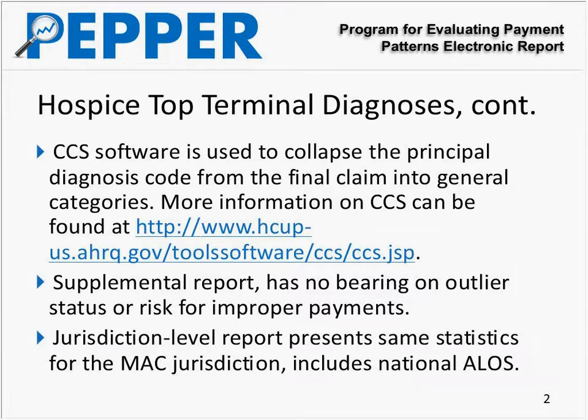I do want to stress that both this report as well as the Live Discharges by Type report are supplemental reports. They don't have any bearing on your outlier status or your risk for improper payment. We put them together as information that you might find useful in helping you to assess the statistics in your Pepper. And you'll also see in your Pepper a jurisdiction level report that presents the same types of statistics for the MAC jurisdiction, and we also include in that report the average length of stay. So we'll take a look at that in just a moment.